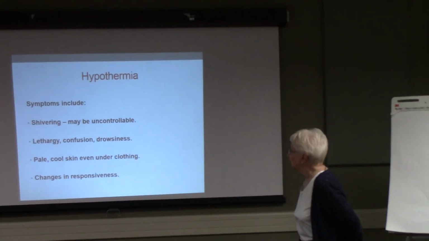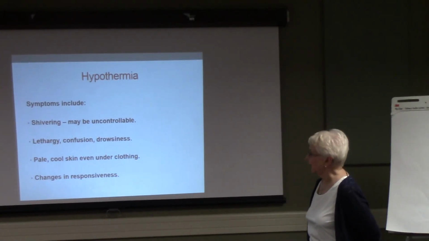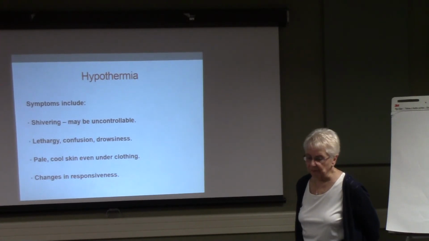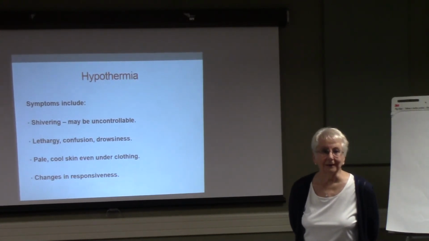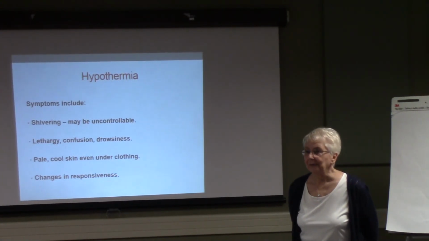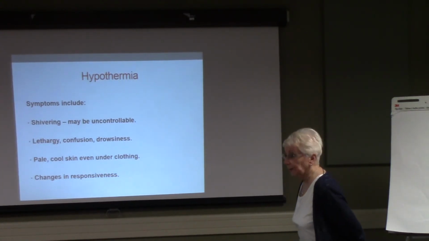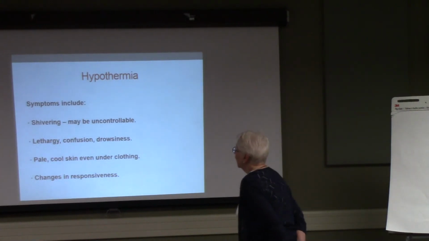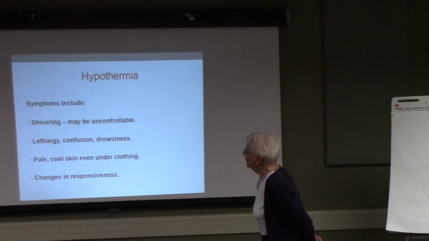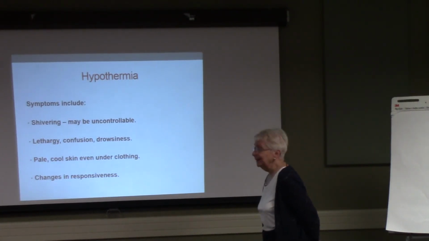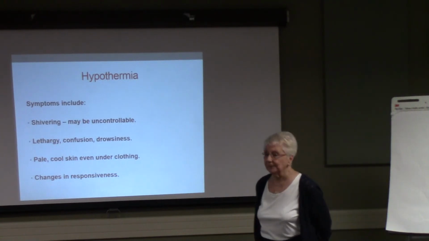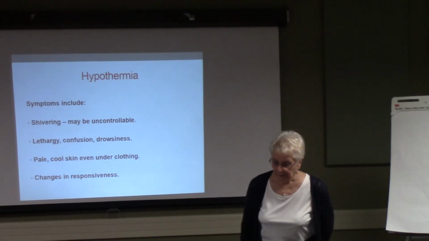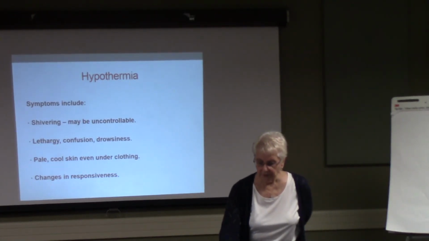And then there's the opposite of that, hypothermia. Situations where an elder has wandered outside and gotten locked out, and they, of course, would suffer in the winter from hypothermia: shivering that's uncontrollable, and then it may stop. Lethargy, pale, cool skin, even under their clothing, and changes in responsiveness.